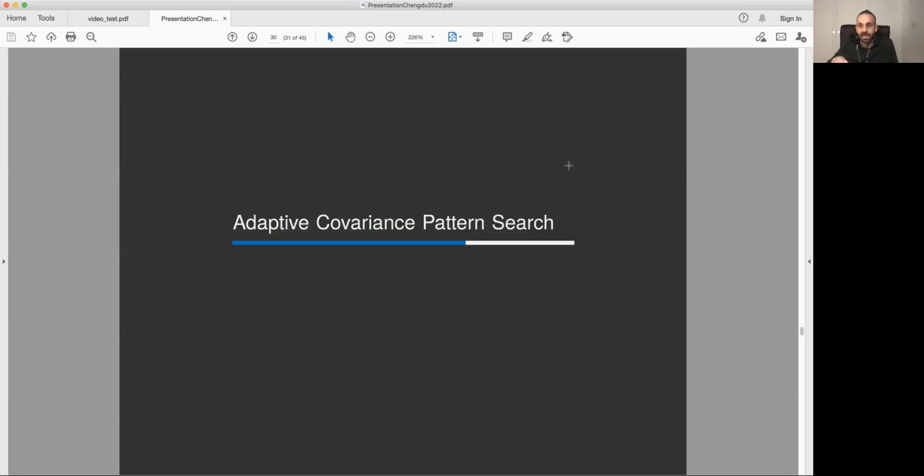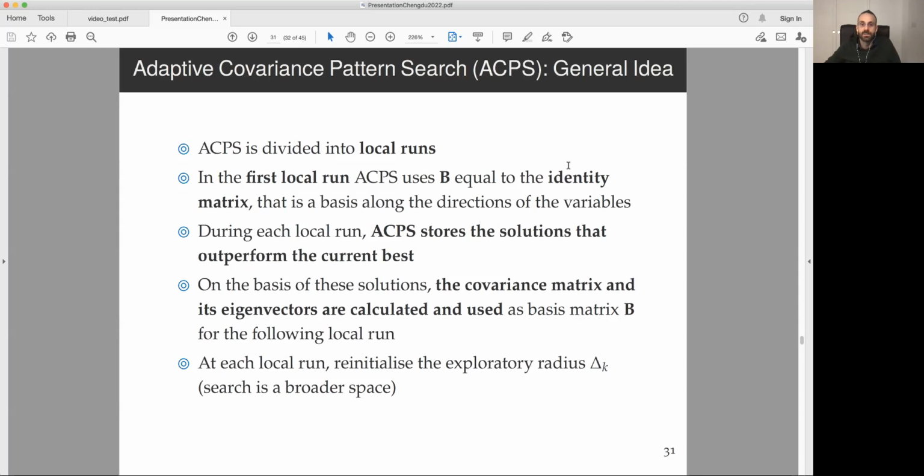And now I would like to present another study that goes in a different direction from the same premise. This is what I called adaptive covariance pattern search, and it gives the name to this talk. But we may think that Eigen-CPS is also an adaptive covariance pattern search. So that's why I'm using this name somehow as an umbrella name for both these implementations.